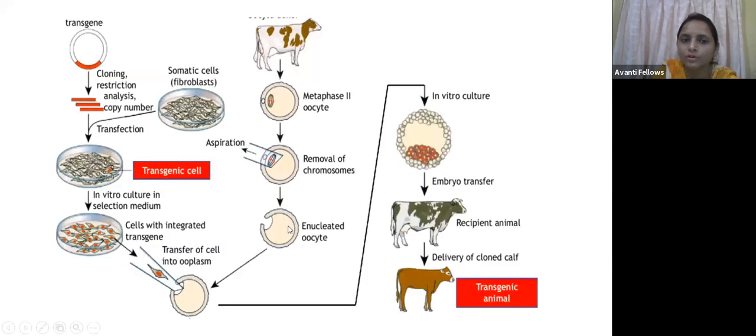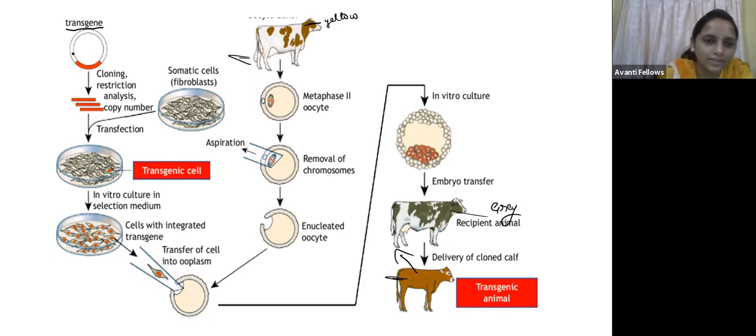So how are we going to prepare the transgenic animal? See here, the transgene. You have one animal, one cow, that has some good characters. For example, here we have taken the color. You can see here there is a parent, but the progeny color was different. Here the parent color was gray, and here it was slightly yellow.